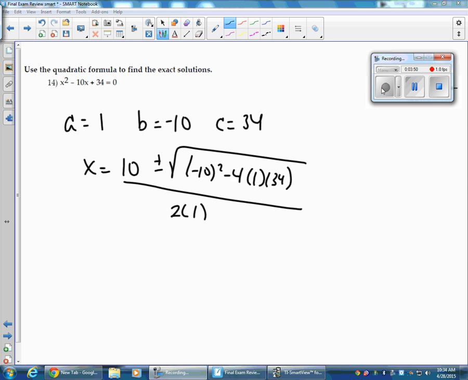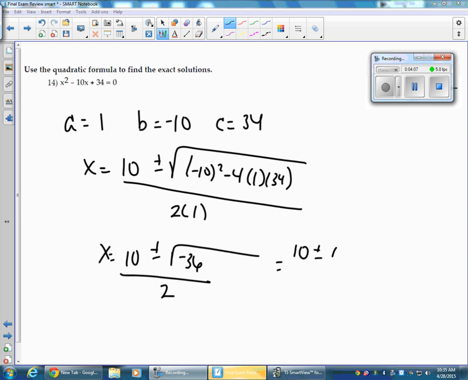Okay, so when I simplify this, I get x equals 10 plus or minus what's underneath here. When I do that, negative 10 squared is 100, and then subtract 4 times 34, you get negative 36 under the square root, over 2. So that would be 10 plus or minus 6i over 2, because the square root of negative 36 is 6i. Divide everything by 2, your answer would be 5 plus or minus 3i. And that's my answer using the quadratic formula.